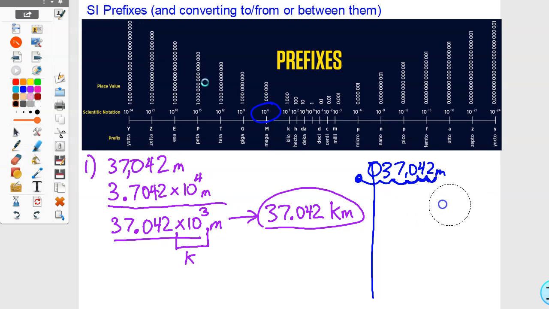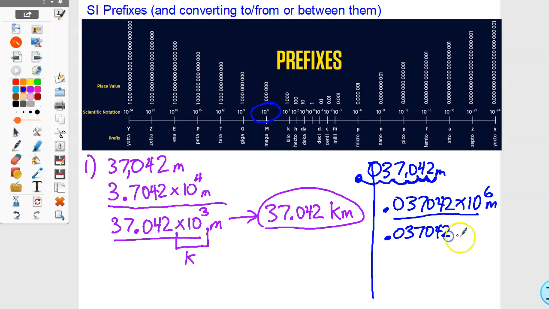Let me rewrite it. 0.037042 times 10 to the 6. This number is the same as all these other numbers over here. Or this measurement is the same as every other measurement I've written so far. But I can rewrite it as 0.037042 using the mega prefix. I can just replace the times 10 to the 6 with mega.